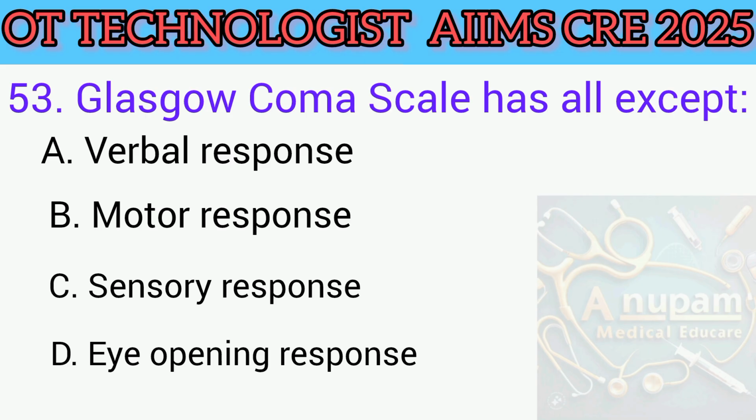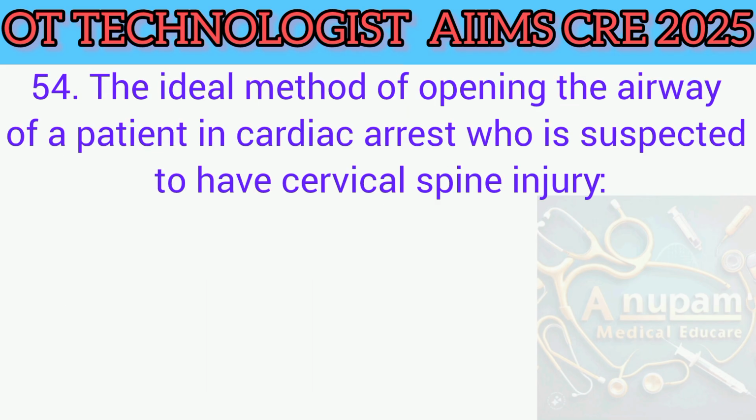Number 53. Glasgow Coma scale has all except. Option A. Verbal response. B. Motor response. C. Sensory response. D. Eye-opening response. Right option, C.